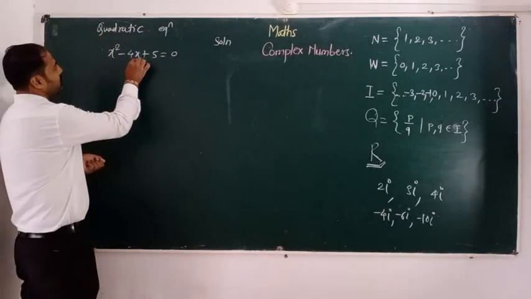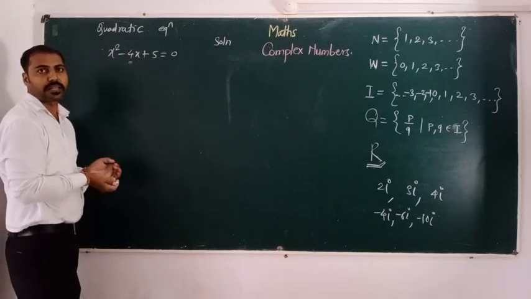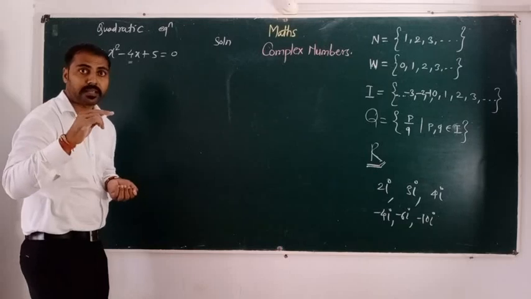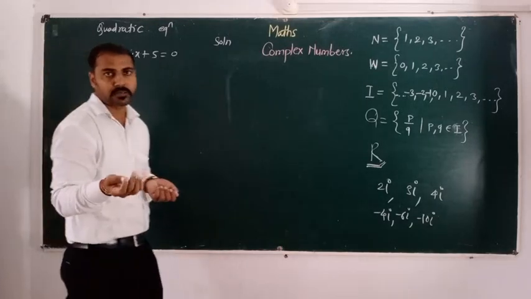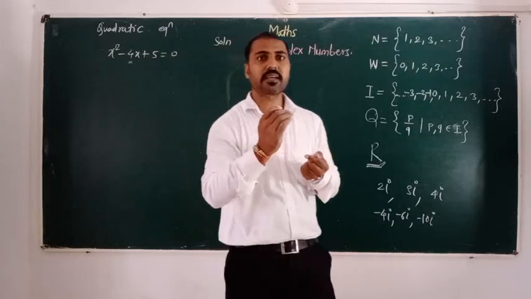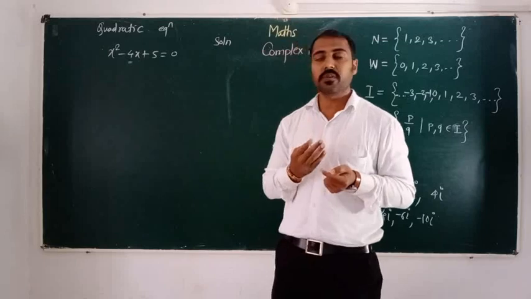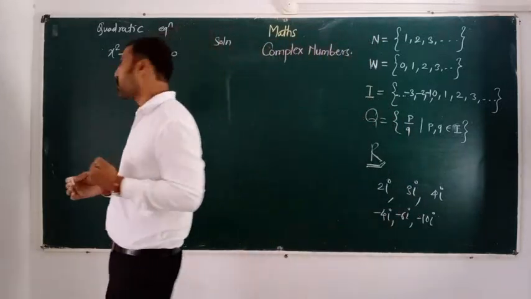In completing square, what do we do? Look here, the coefficient of x is minus 4. Divide that coefficient of x by 2. Minus 4 divided by 2 is what? Minus 2. And square that term. Minus 2 square is 4. Means for completing the square we add 4 and subtract 4.